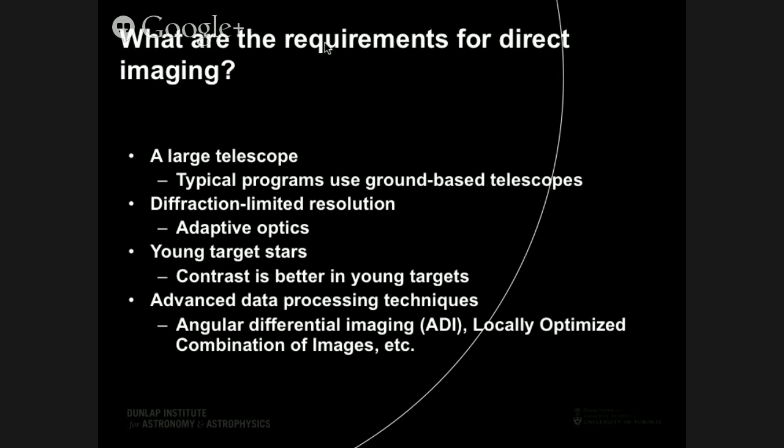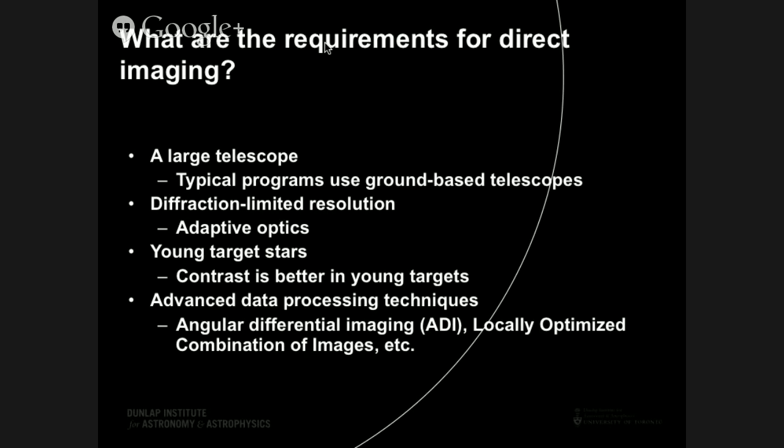The first thing you need is a large telescope. As I said in the very beginning, most of the programs use ground-based telescopes, the 8 to 10 meter class. In addition, you really need diffraction-limited resolution because most of these planets are separated by less than about an arcsecond. So this leads us to require adaptive optics.